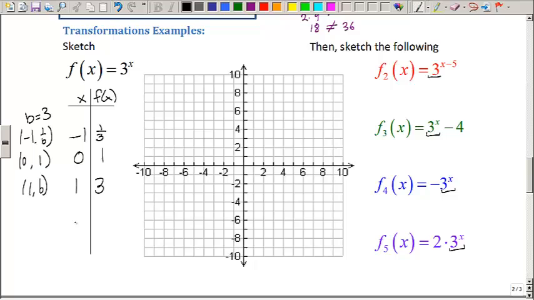And if you're really anxious, you can go ahead and plot another point. 3 to the 2 is 9, and then you have a little bit more accurate graph. I also should note that my horizontal asymptote is y equals 0. So I'll sketch the horizontal asymptote. It's a little low just because it's hard to see. At -1, I got 1/3. 0 comma 1, 1 comma 3, and 2 comma 9. From that and my horizontal asymptote, I can sketch a very good graph.